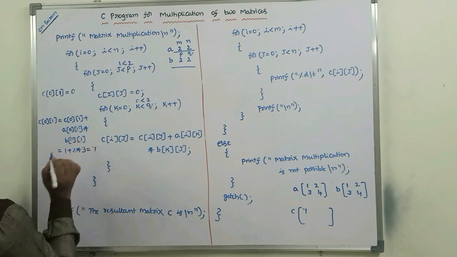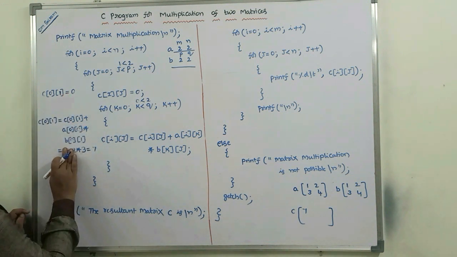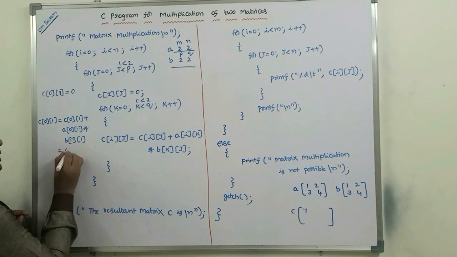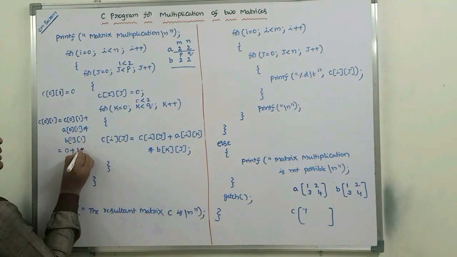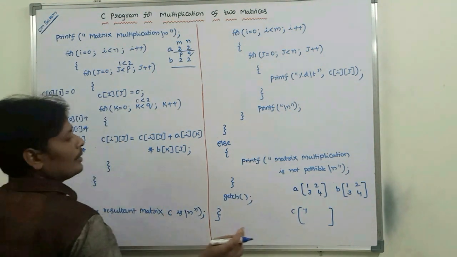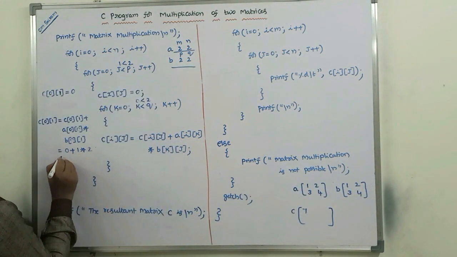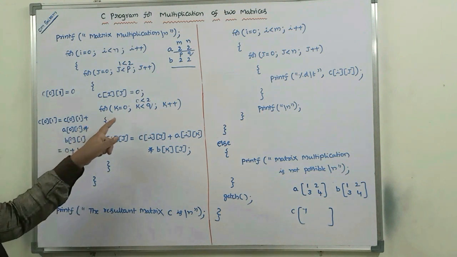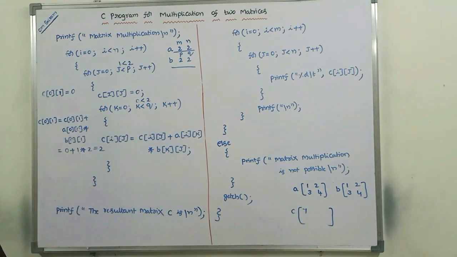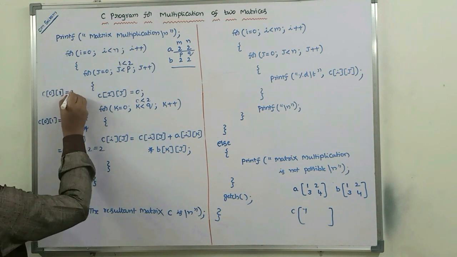J value is 1. C of 0, 1. Initially C of 0, 1 contains value 0, plus A of 0, 0. A of 0, 0 value is 1 into B of 0, 1. B of 0, 1 value is 2. So 0 plus 1 into 2, we are getting 2. In this first iteration, we are getting the value 2. So this becomes C of 0, 1 value is equal to 2.